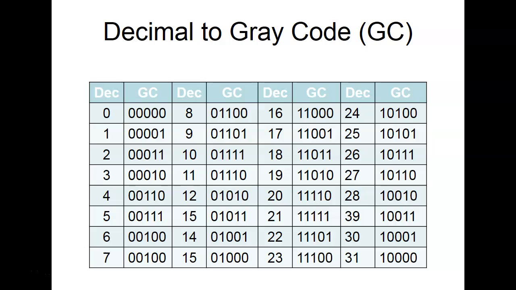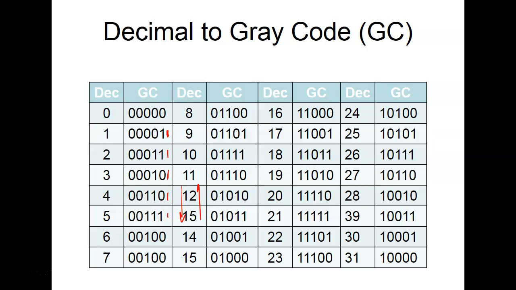And when I go from a 0 to a 1, how many bits change? 1. When I go from a 1 to a 2, how many bits change? 1. When I go from a 2 to a 3, how many bits change? 1. So no matter which way we go, whether we count up or count down, between every count there's only 1 bit change. So basically the propagation delay would be the same no matter what. So the Gray code is a high-speed counting code.